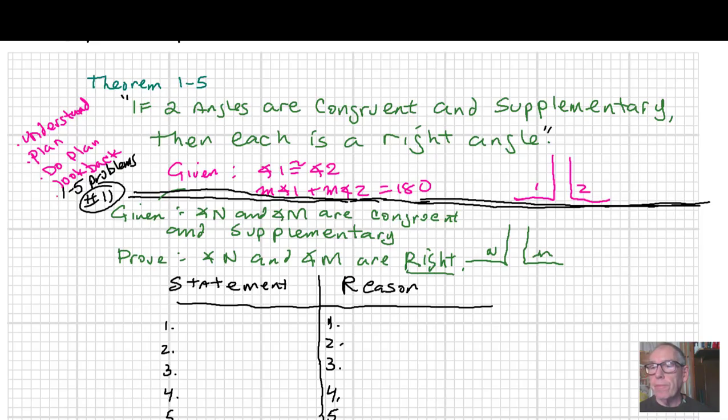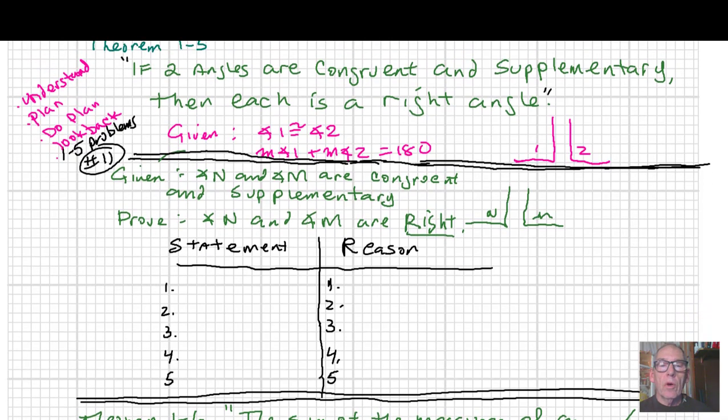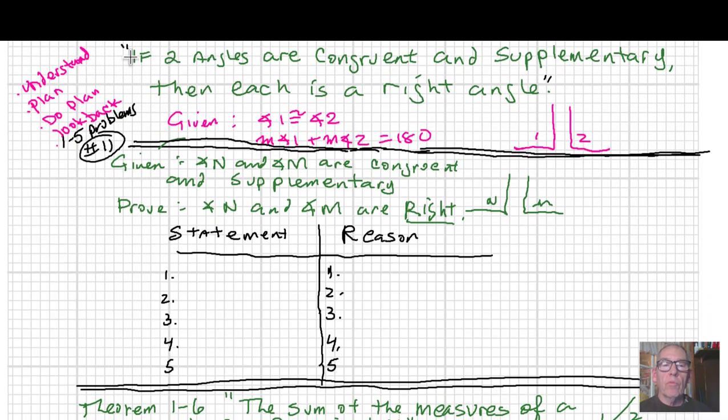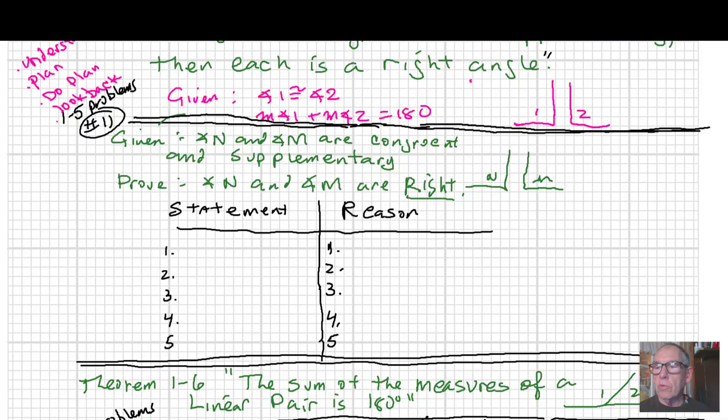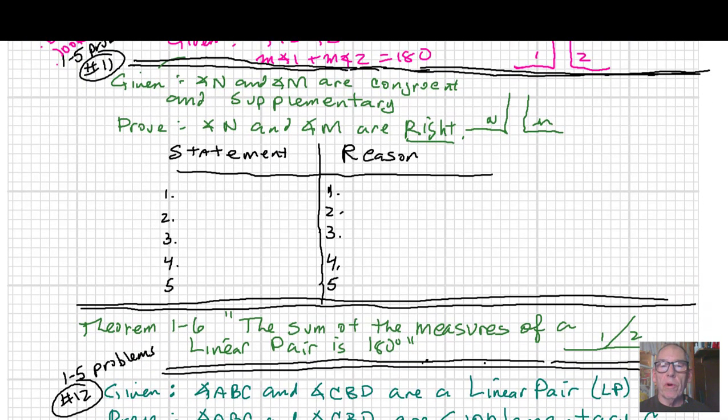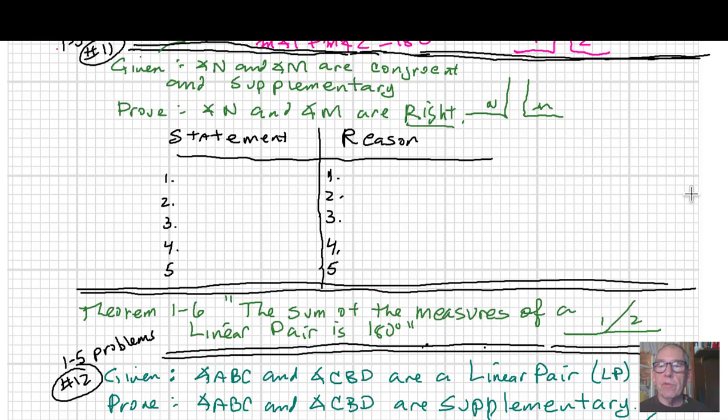So let's see what we got here. Okay, so here's our theorem 1.5. Our theorem 1.5 says if two angles are congruent and supplementary, then each is a right angle. Now we can't use that for this proof, but basically that's what this proof is. Once we've done this proof, we will have proved 1.5, so it becomes part of our arsenal to use for future proofs that we need to work on. Let's see what we have. So this is what we're given.